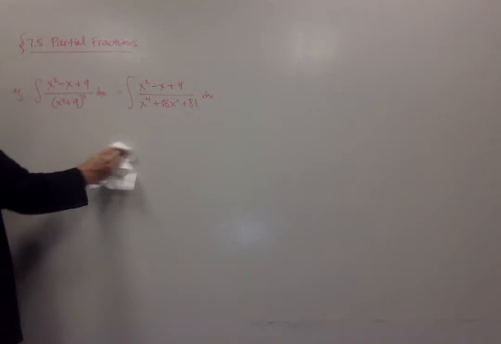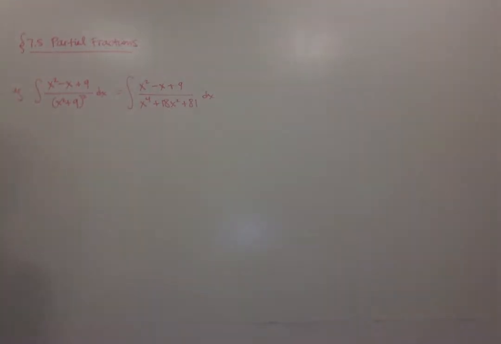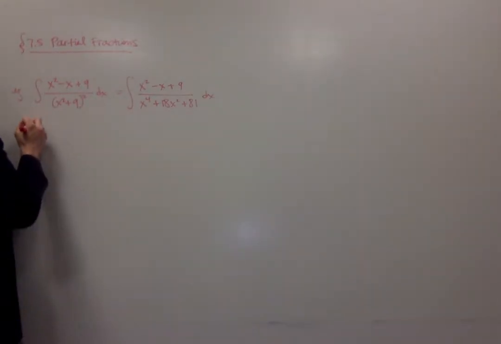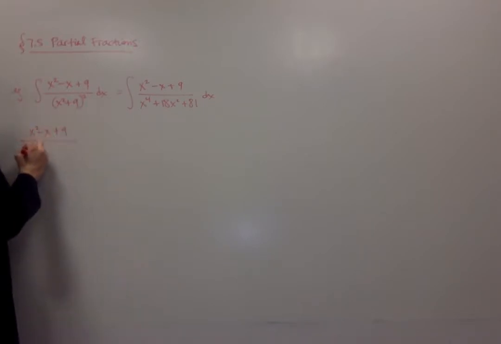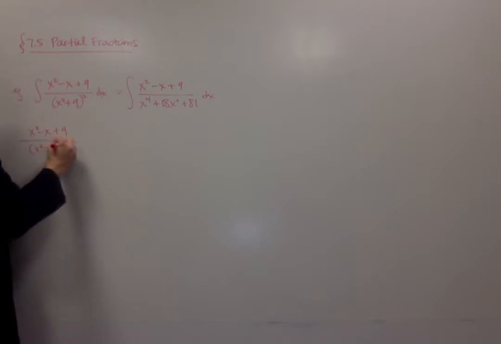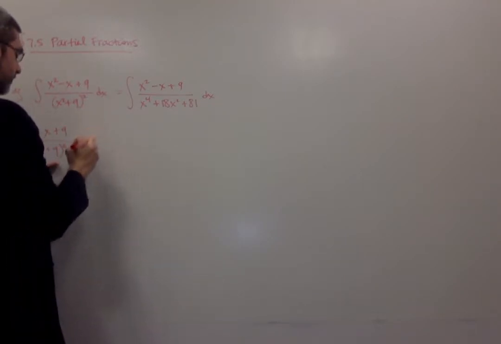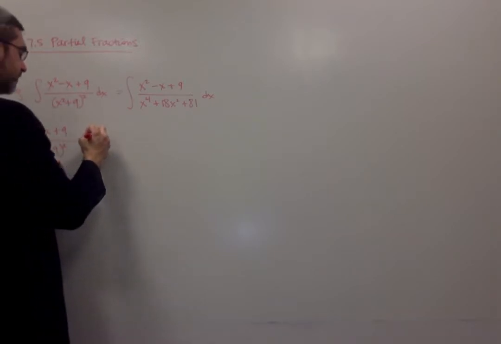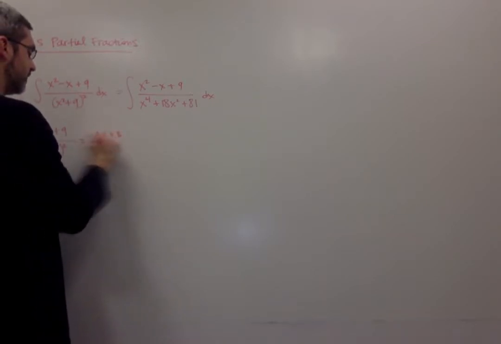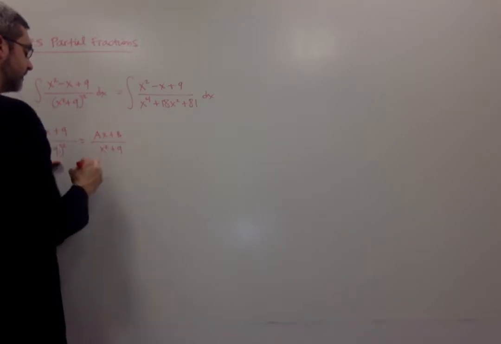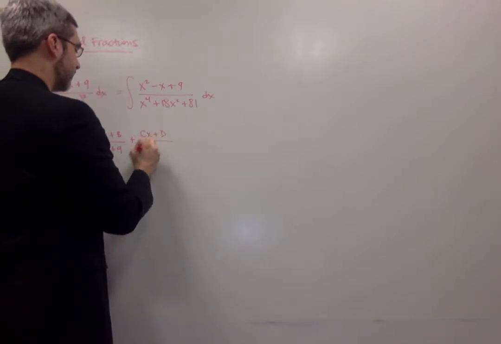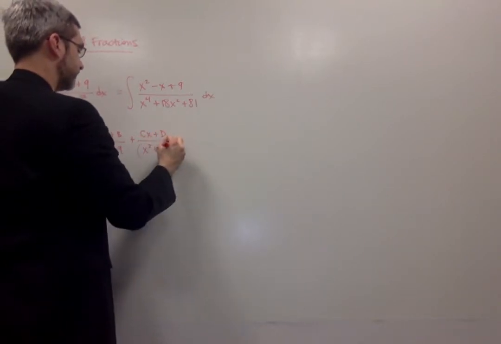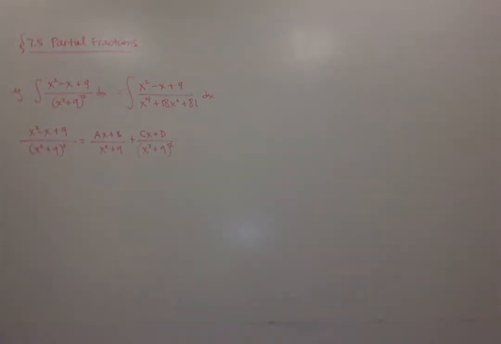Then what I would do is factor the bottom, so we're kind of back here, and write out my partial fraction decomposition. So let's go ahead and do that. Now x squared plus 9 does not factor any farther. So what I would do, because I've got this term repeated, is I would write it as ax plus b over x squared plus 9, and then cx plus d over x squared plus 9 quantity squared. Okay? We're good to go.